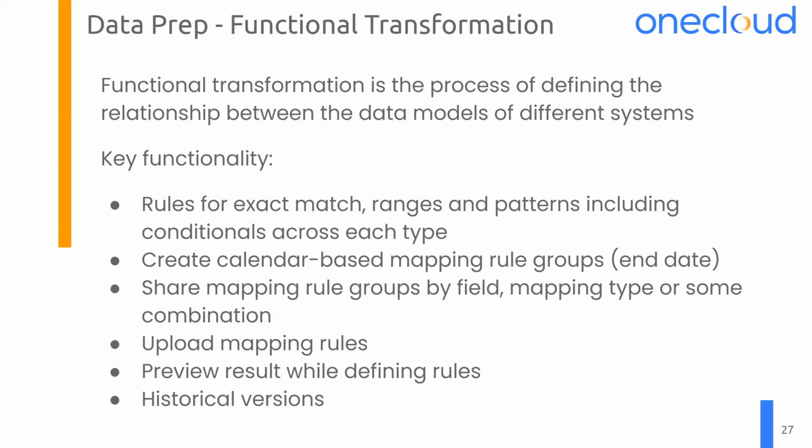On the functional transformation side, this is mapping. This is building a relationship between the data models of different systems. So what is my chart of accounts over here in this source system where I'm going to pull data, and what is the chart of accounts or the dimensionality or the list over in my target system where I'm going to be loading the data? And what's the relationship between those things? Really, really flexible capability here. I have the ability to do that relationship building based on exact matching, so this code equals this code. We can also do it based on ranges or patterns.